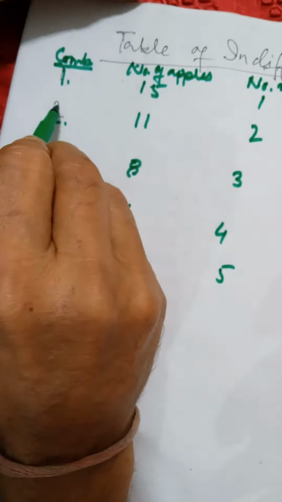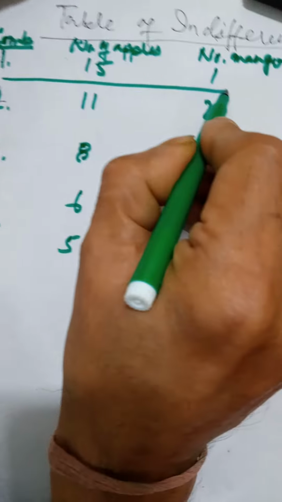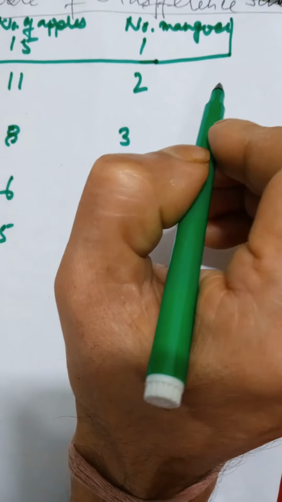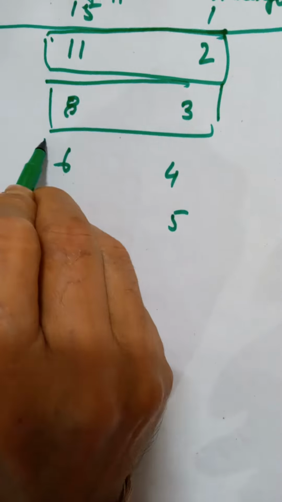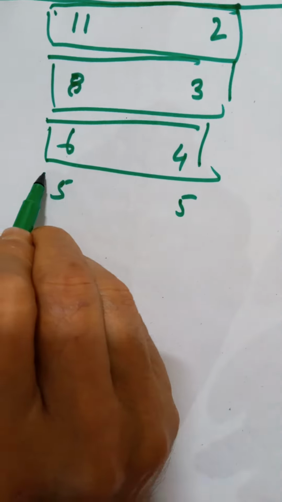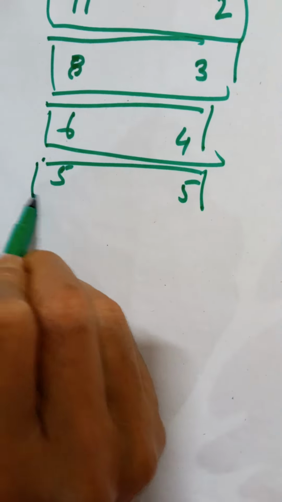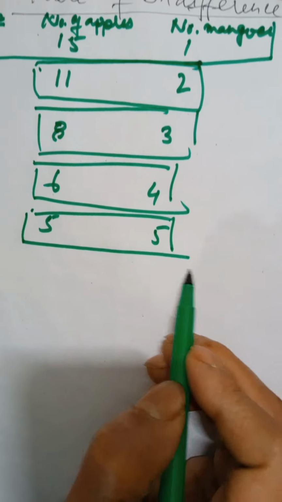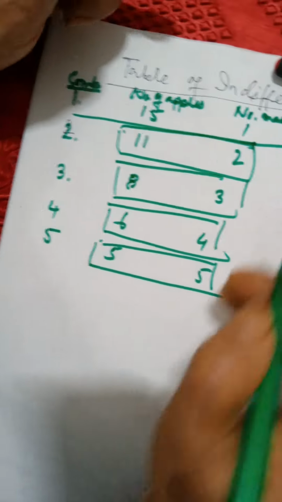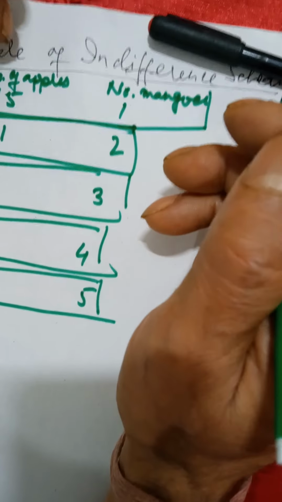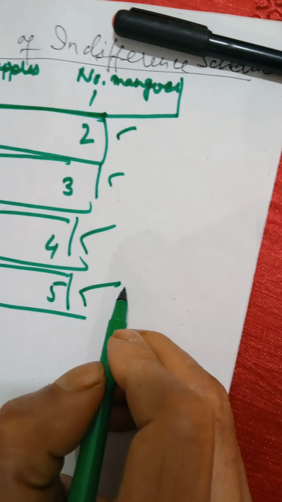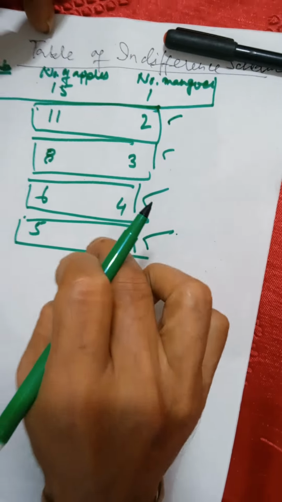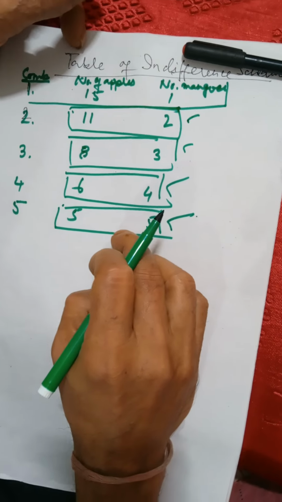Now this is the combination, that is 15 units of apples and 1 unit of mango. Another combination is 11 and 2. Another combination 8 and 3. Another combination 6 and 4. Another combination 5 and 5. So the consumer is indifferent between each of these combinations. That means each combination gives the consumer the same level of satisfaction.